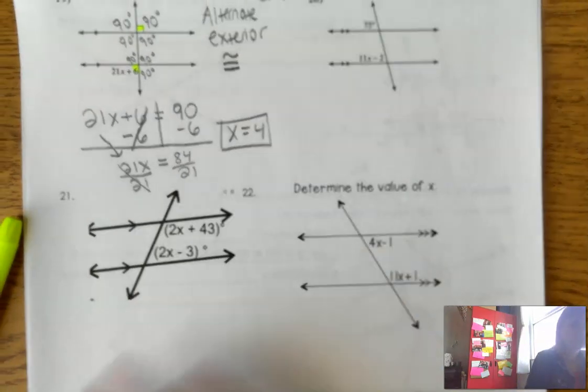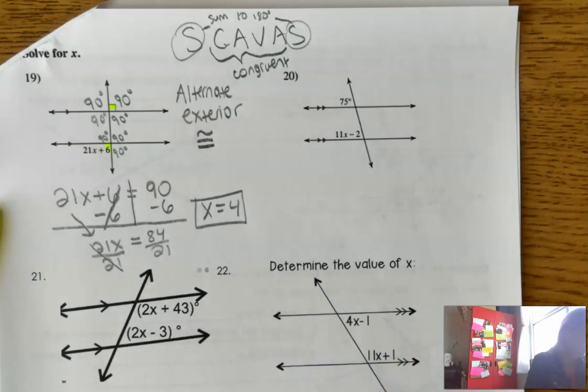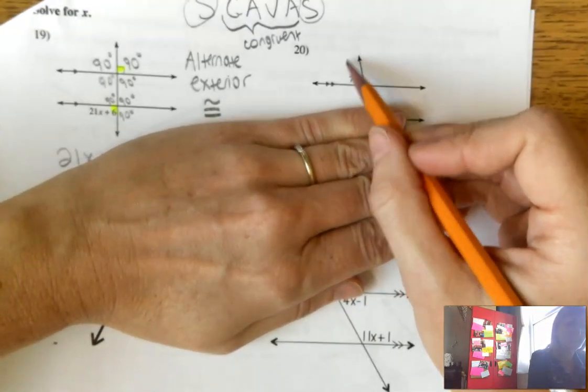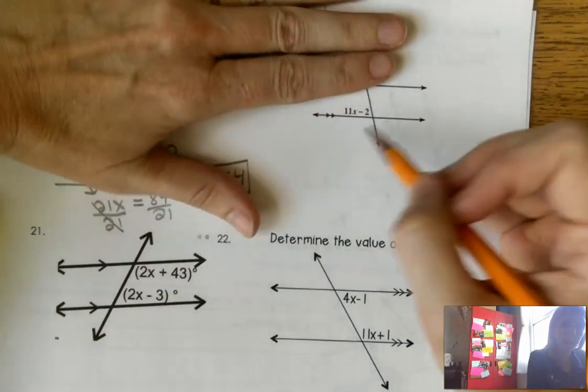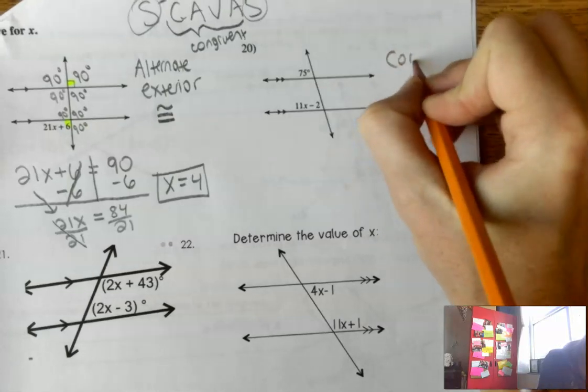All right, number 20. First off, can you tell me the relationship of the two angles in number 20? Are they supplementary, corresponding, alternate interior, vertical, alternate exterior, or same side interior? All right, I hope you said corresponding. You'll see it's on the top left part of this intersection, and then it's also on the top left part of this intersection. So these two angles are corresponding.